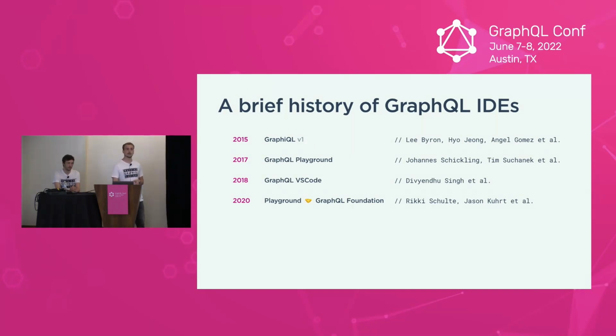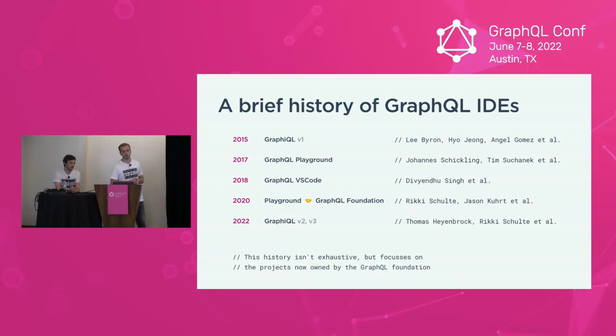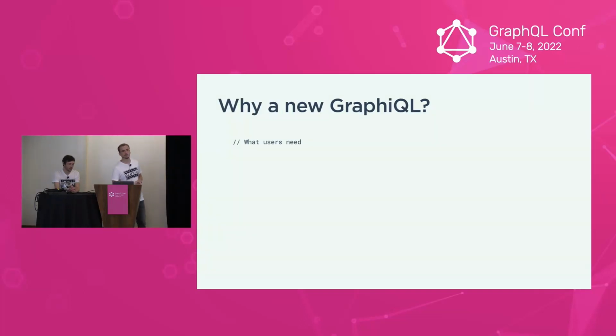A lot has happened in the meantime, and a lot of foundational building blocks have been put in place. Now we're in the year 2022, and we want to take GraphiQL to the next level, and not only to a version 2, but also to a version 3. So we want to have two major version bumps, and I will explain in a second why that is. But before we dive into that, let's first understand, why do people use GraphiQL? What are actually the user needs?